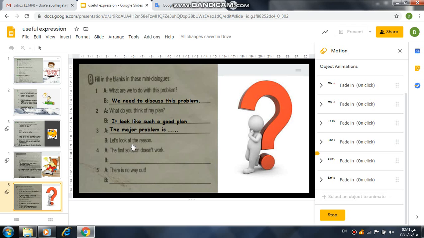Number 3, let's look at the reason. The major problem is heart disease. It could be any problem you want: heart disease, failing the exam. Number 4, the first solution doesn't work. I think we will go to exploring options, from number 3: how about the second alternative? Because the first solution doesn't work. The last one, there is no way out. Let's look at the first choice, from number 3, which is exploring options.